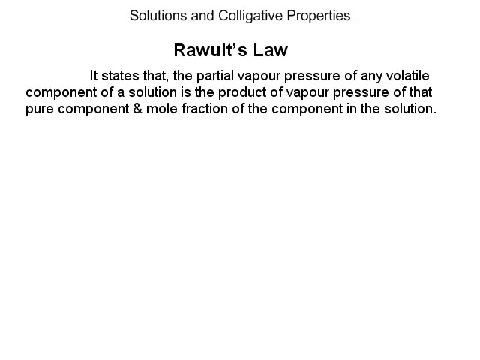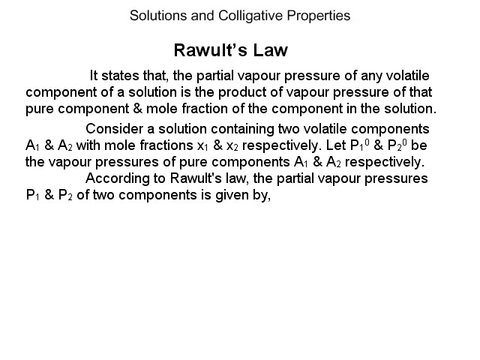Raoult's law. It states that the partial vapor pressure of any volatile component of a solution is the product of the vapor pressure of that pure component and the mole fraction of the component in the solution. Consider a solution containing two volatile components, A1 and A2, with mole fractions x1 and x2 respectively. Let P1⁰ and P2⁰ be the vapor pressures of pure components A1 and A2 respectively. According to Raoult's law, the partial vapor pressures P1 and P2 of the two components are given by P1 equals P1⁰x1 and P2 equals P2⁰x2.